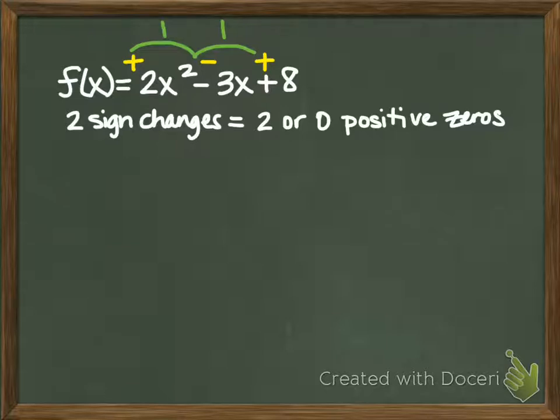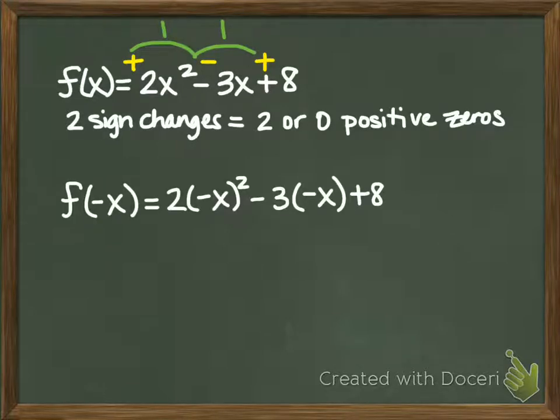Now we're going to take the function and we're going to substitute a negative x everywhere there's an x. So 2 times negative x squared minus 3 times negative x plus 8. So you go through and simplify this. A negative x squared turns into a positive times the positive 2 that's already there will be a plus 2x squared. Negative 3 times negative x is going to change to a plus 3x, and then plus 8 is going to stay the same. So I count the sign changes.